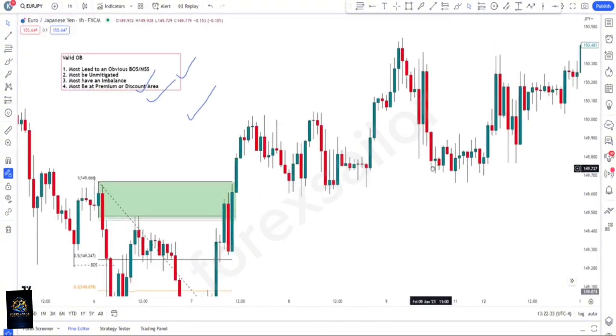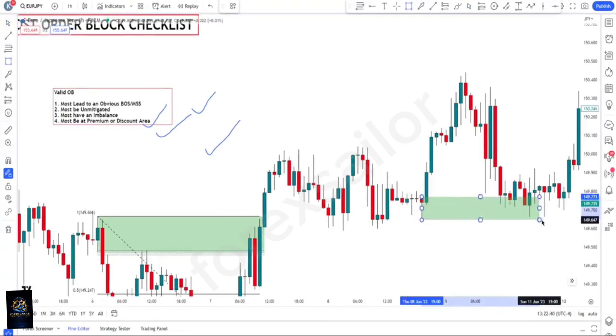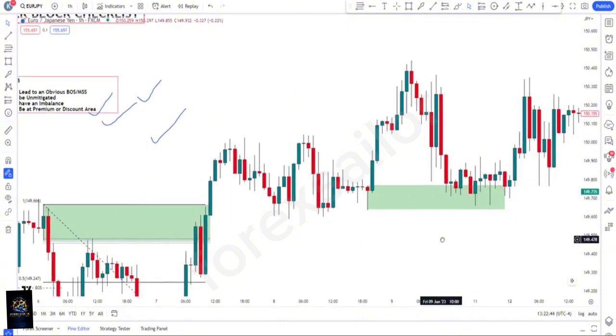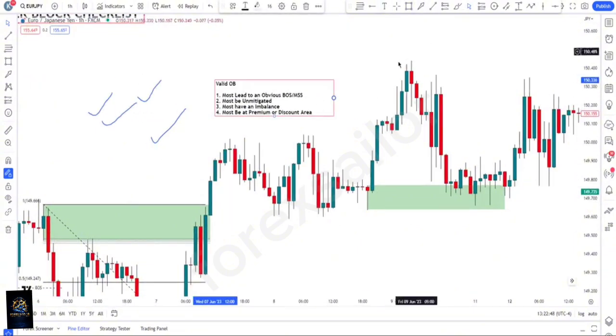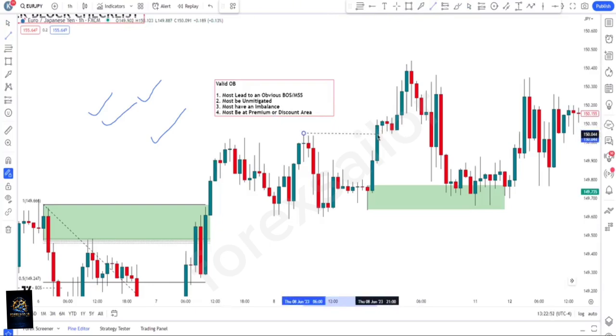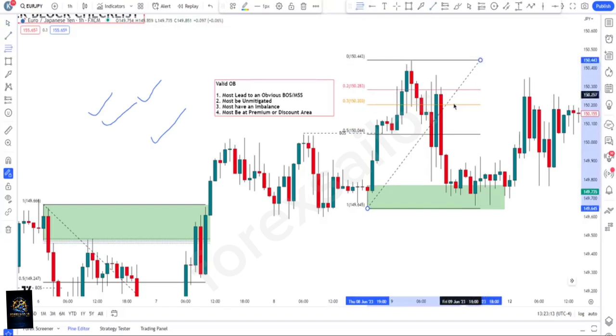Let's see this. This is another block. This red candle is also an order block. So you can check and see, does it meet the requirements? Do we have a visible break of structure? We have a break of structure right at this point. Price went up off there, and if you measure from here to here, we have our order block in the discount area.